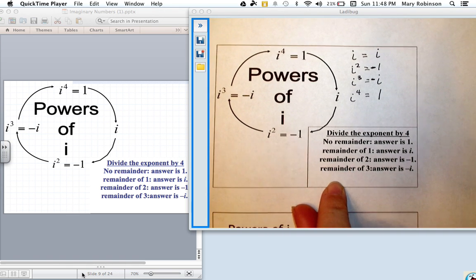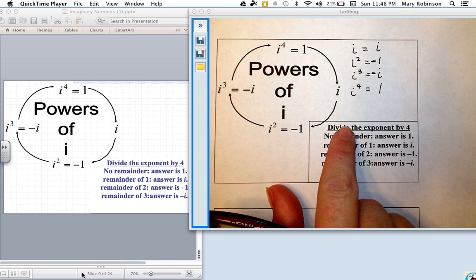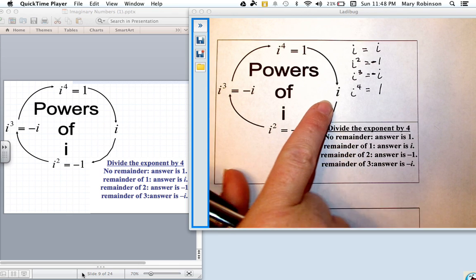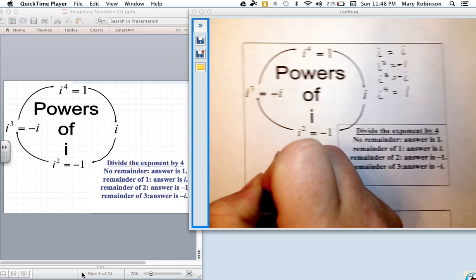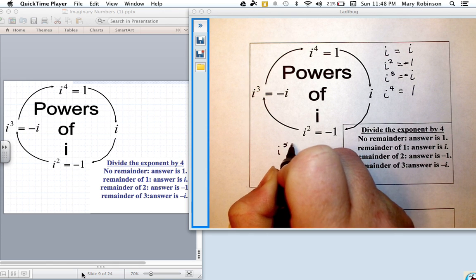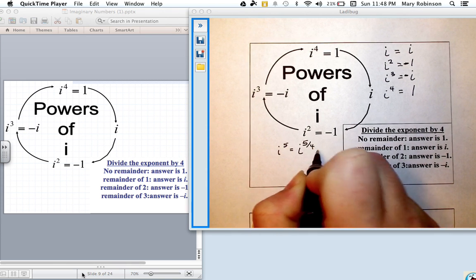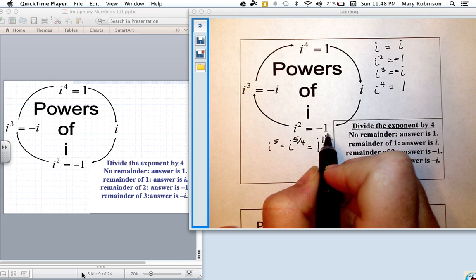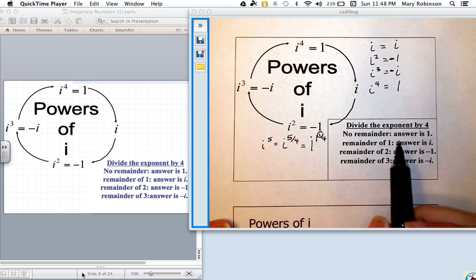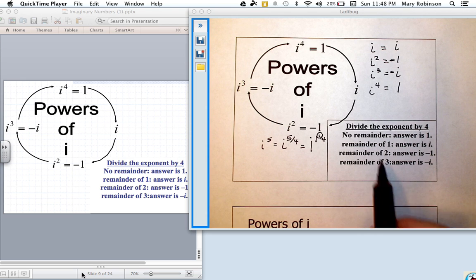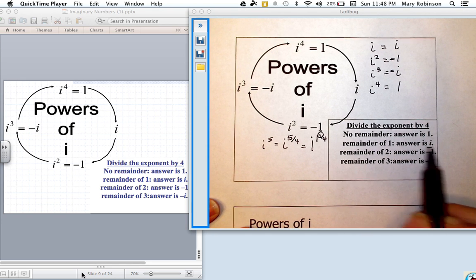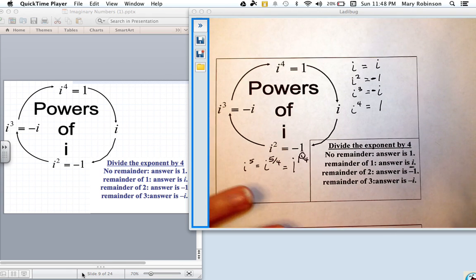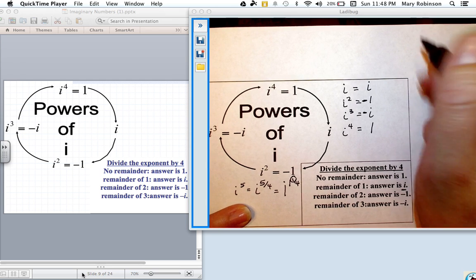Down here you can also see that we can take our exponent and divide by 4. Since this repeats after a pattern of 4, if it was i to the 5th power, and we divide that by 4, it's actually 1 and 1/4, with that numerator representing a remainder. And if we have a remainder of 1, our answer would be i. That makes sense because i to the 5th is the same as i to the first, so it would equal i.